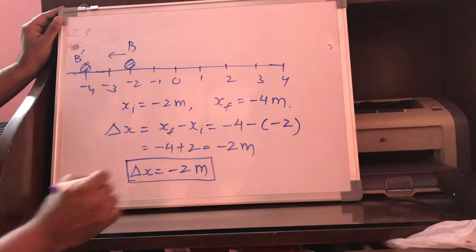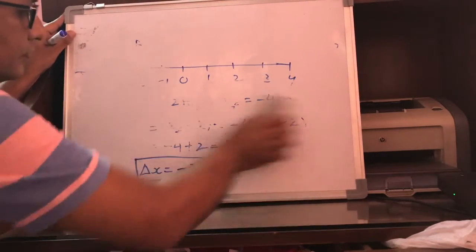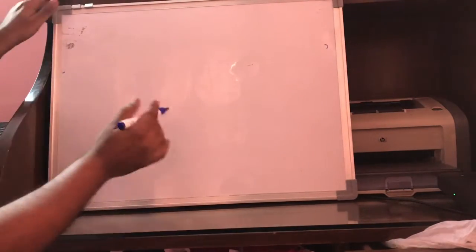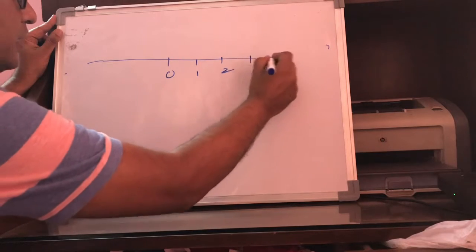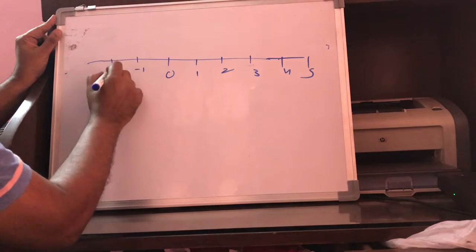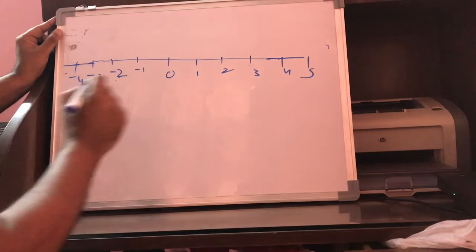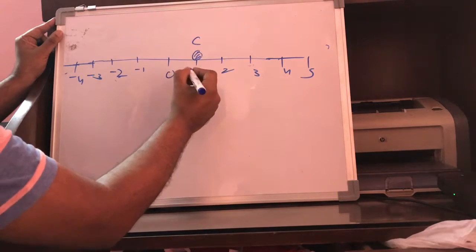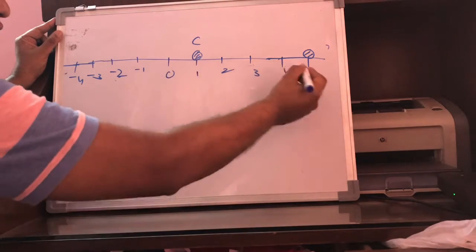Now here the displacement is negative, and in our previous example we have found that the displacement was positive. Okay. Now let us consider another situation. So let us again draw our number line. 0, 1, 2, 3, 4 and 5. We have -1, -2, -3, -4 and so on. Now suppose there is a ball which is placed at x is equal to 1 meter, and this ball C is moved from x is equal to 1 to x is equal to 5. Okay, from 1 to 5.